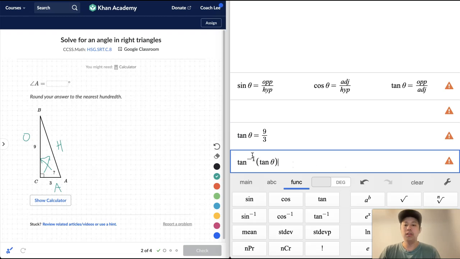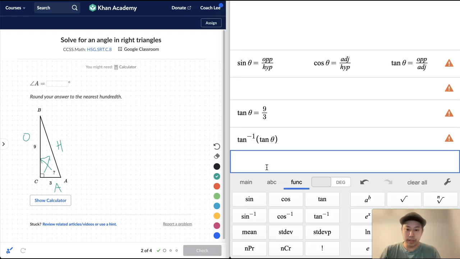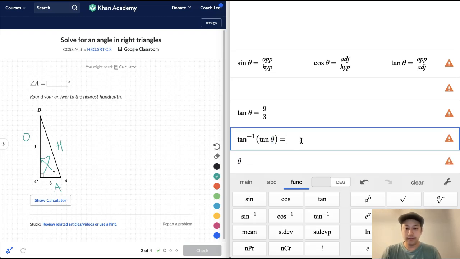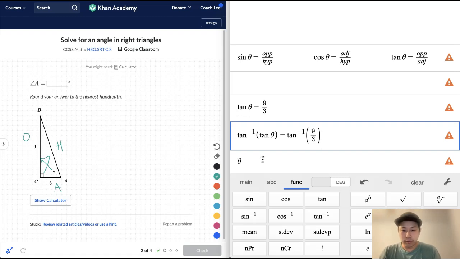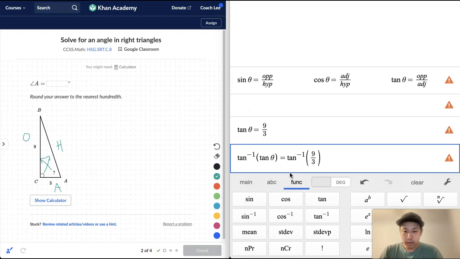Inverse tangent of the tangent of theta is going to spit back out your theta. I'll simplify this later on, but inverse tangent of the left side is what we want to get theta by itself. Then we have to keep it balanced, so let's do the inverse tangent of the right side: inverse tangent of 9 over 3. I'm going to edit this now and delete the tangents, because the inverse tangent of a tangent gives you the original angle back, which is just theta.